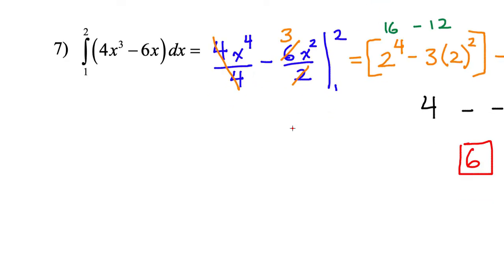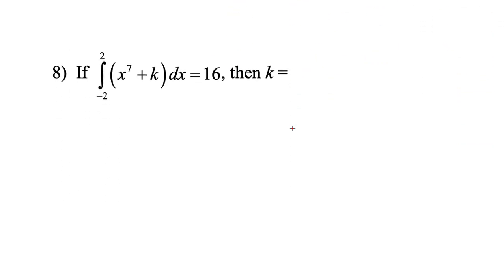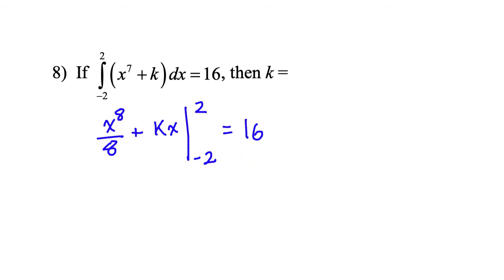All right, I'm on to number 8. Ooh, another problem where I work on the left and the right side. So, working on the left-hand side, taking the antiderivative, this is x to the power of 8 divided by 8 plus kx. Evaluation bar between negative 2 and 2. That's still equal to 16. 16 is going to be on the right-hand side the whole way down.